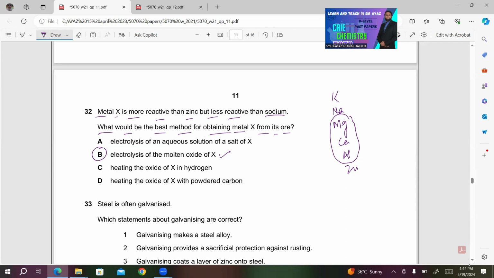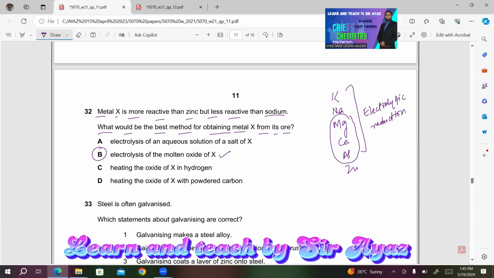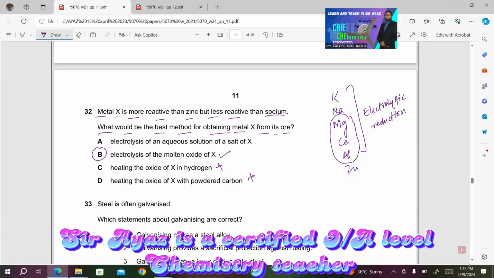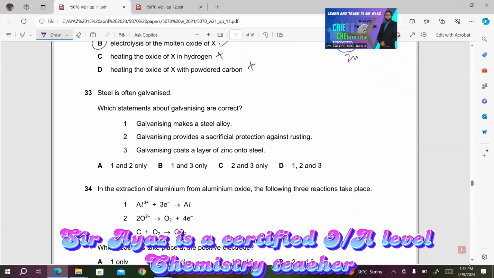They are highly reactive metals. So for these, we need to go for electrolytic reduction. For your convenience, I am reading the other statements. Electrolysis of aqueous solution of salt X, this is wrong. Heating the oxide of X in hydrogen is also incorrect because this involves the reduction of the oxide, and hydrogen can't reduce this. Heating the oxide of X with powder carbon is also incorrect. Carbon is below in the series.